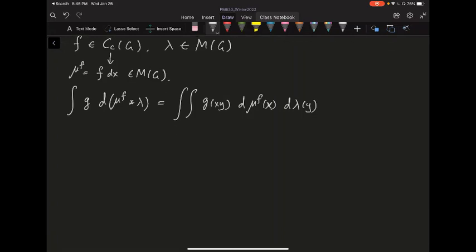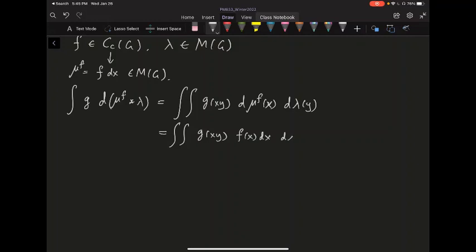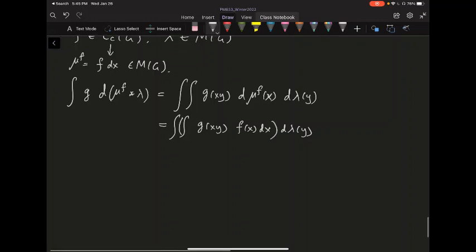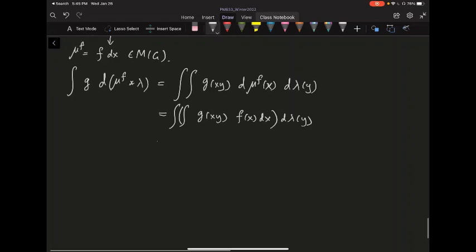And what you can do is that mu f is just equal to f dx. So this is the double integral of g(xy) f(x) dx and d lambda(y). And now because dx is the left invariant Haar measure, you can use the left invariance to translate this xy. Here the y is fixed, so given a fixed y, you translate the x by y inverse. Okay, we have seen this trick multiple times.